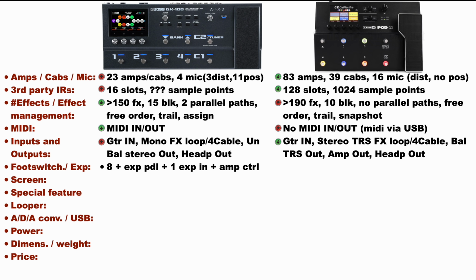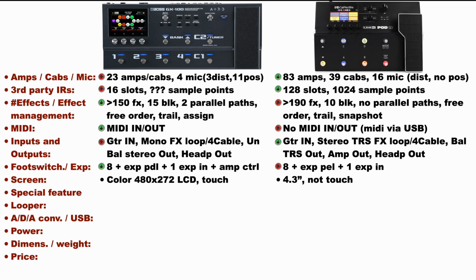Here I would give the thumb up to the Pod Go as it offers both balanced stereo outputs and a stereo effect loop. As regards the foot switches, they both have 8 foot switches, an expression pedal built in, and an input for another one. The Boss has also an amp control out to be used to switch the channel of your tube amp. The screen of the GX100 is touch sensitive, where the one of the Pod Go is a standard colorful screen that is not touch sensitive. So thumb up to the GX100.